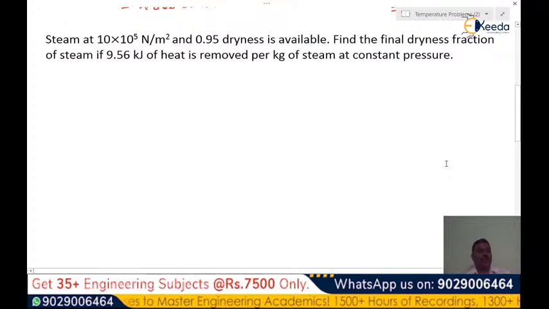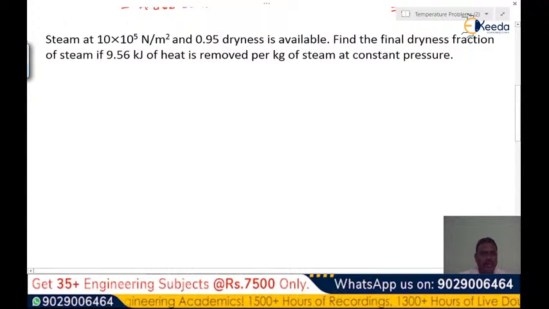Okay, here steam at 10 into 10 power 5 Newton per meter square means it is 10 bar. It is simply 10 bar, and 0.95 dryness is available. Find the final dryness fraction of steam if 9.56 kilojoules of heat is removed per kg of steam at constant pressure. That means if 9.56 kilojoules of heat is removed per 1 kg of steam, then what is the final dryness fraction? That is the question.